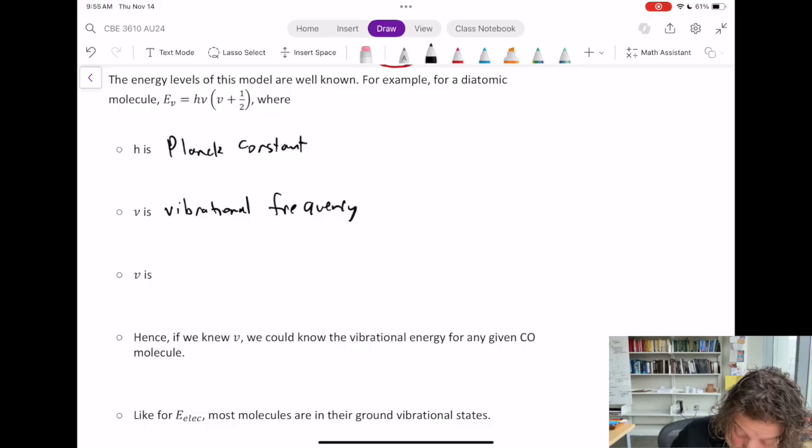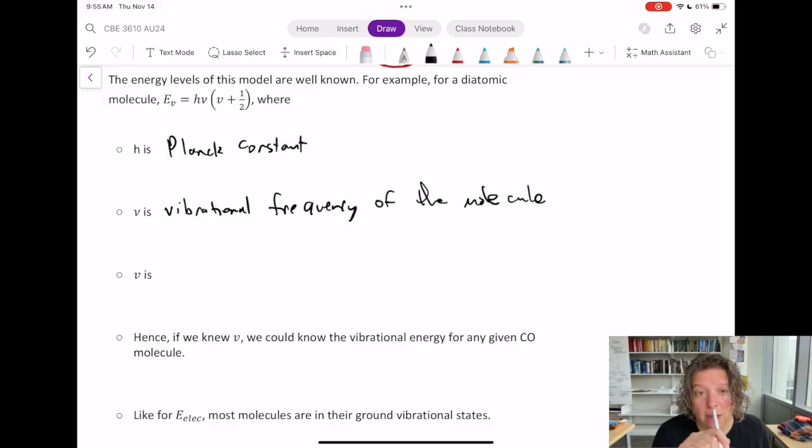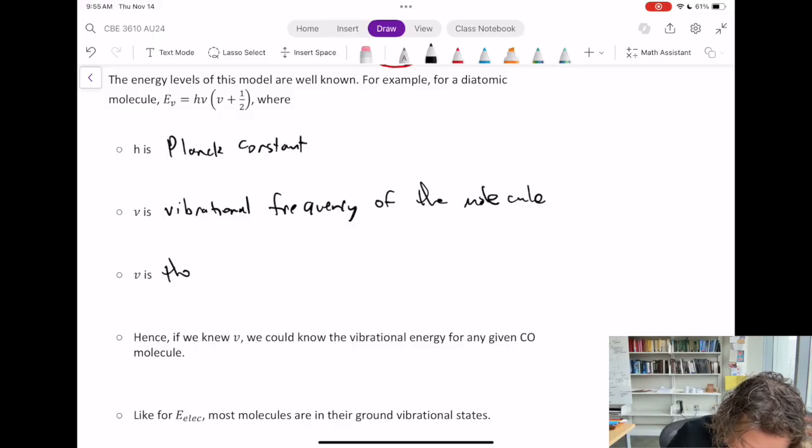So this for the carbon monoxide molecule is well known. This has been measured many times. It's been calculated many times. We could go look that value up. Basically, it's the frequency of oscillation or vibration of the oxygen against the carbon. And v is the vibrational quantum number.